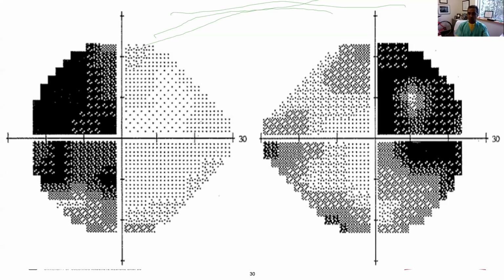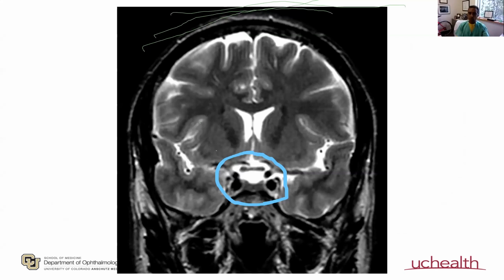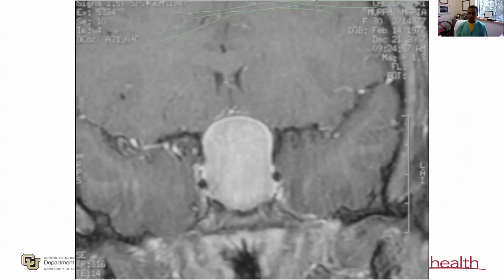Well, clearly with a bitemporal hemianopia, we want to look in the area of the optic chiasm, as shown here in this coronal T2 weighted MRI. And this was her MRI, not surprisingly, where she has a moderately sized suprasellar tumor causing chiasmal compression, causing draping of the chiasm, a very chronic compression of the optic chiasm that is leading to her bitemporal hemianopia.